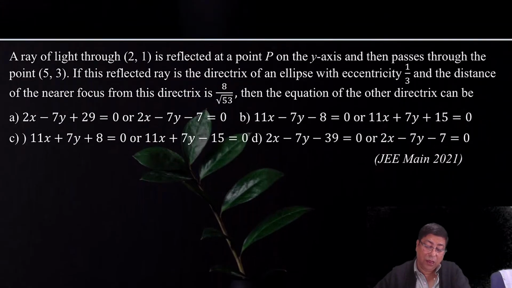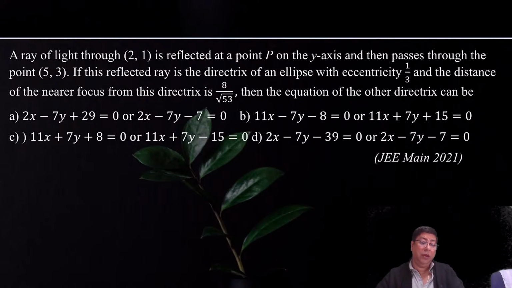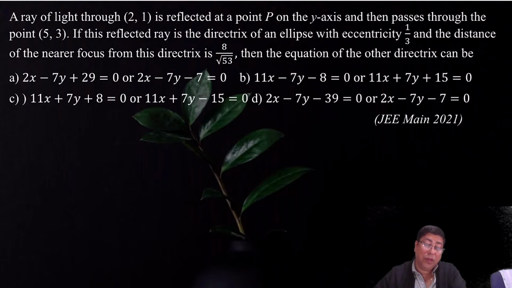A ray of light through 2, 1 is reflected at the point P on the y-axis and then passes through the point 5, 3. If this reflected ray is the directrix of an ellipse with eccentricity 1/3 and the distance of the nearer focus from the directrix is 8 by root over 53, then the equation of the other directrix can be what?